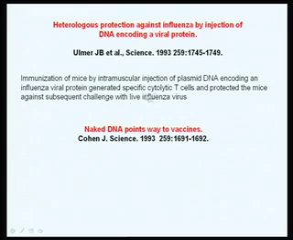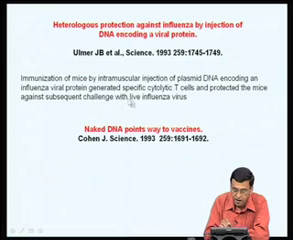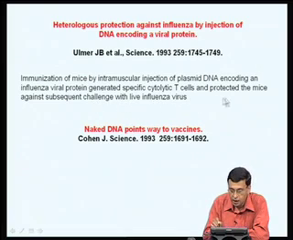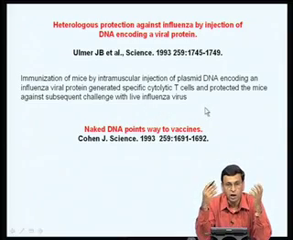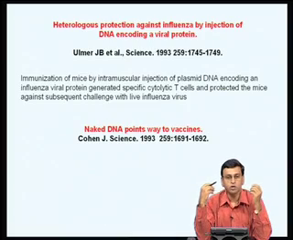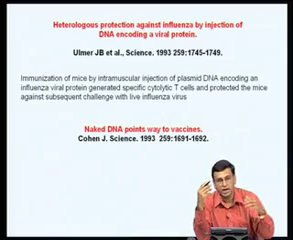Immunization of mice by intramuscular injection of plasmid DNA encoding an influenza viral protein generated specific cytolytic T cells and protected mice against subsequent challenge of a live influenza virus. This is a very novel concept, because if you want to induce an immune response against a foreign antigen, you have to take this foreign antigen and produce it, like we discussed in the earlier classes, like hepatitis B antigen for example. If you want to make a hepatitis B vaccine, you have to take the gene coding for hepatitis B virus, express it in yeast cells, purify this protein, mix with adjuvants such as alum, and then only if you inject, then only you will get an immune response.